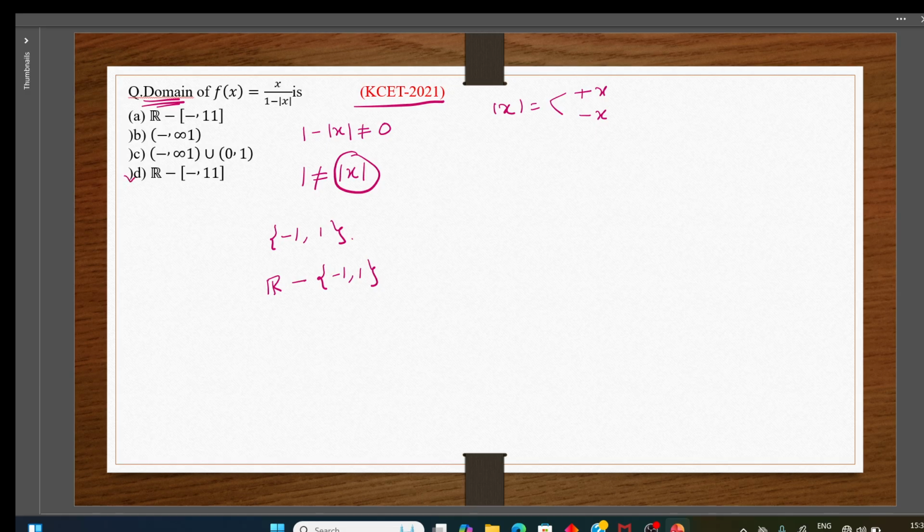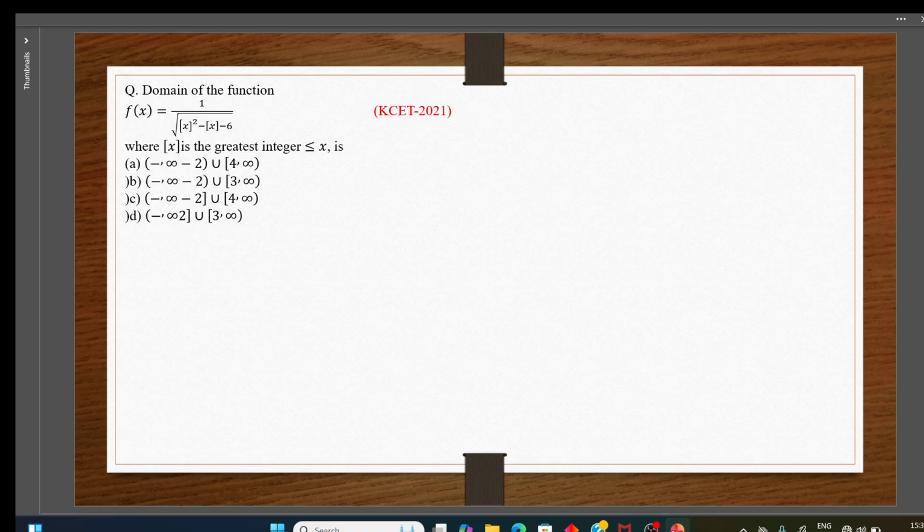So which option is correct? Once you check these options, option D is the correct answer. Next question. What is the next question?